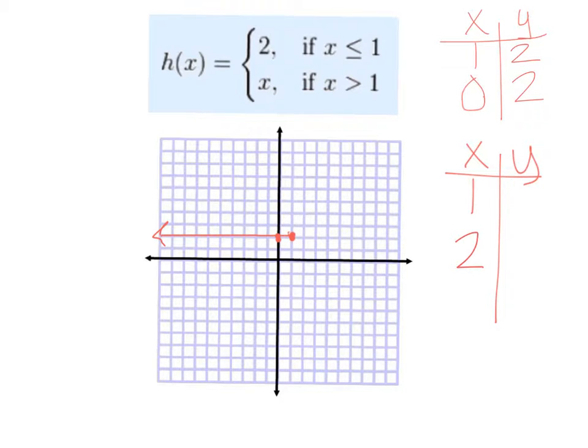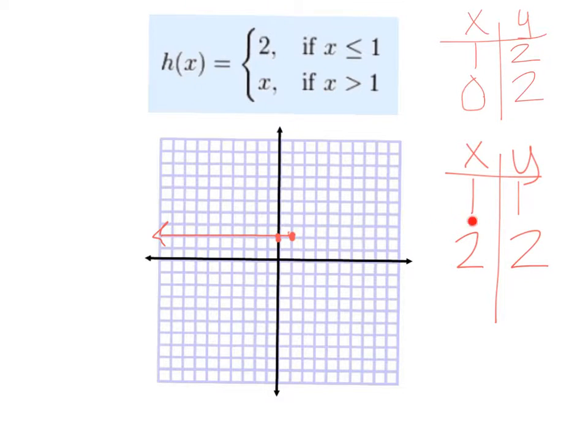And then I'm going to take those numbers and plug them into my function. So this one is actually really easy. If I plug 1 in for x, x is the function, so it's just going to be a 1. If I plug 2 in, it's just going to be 2. So now I can go ahead and plot my points.